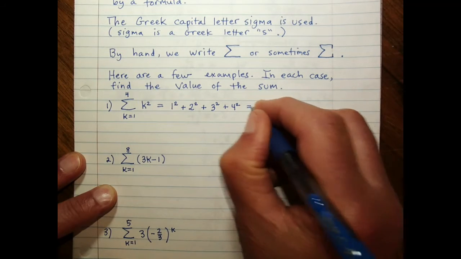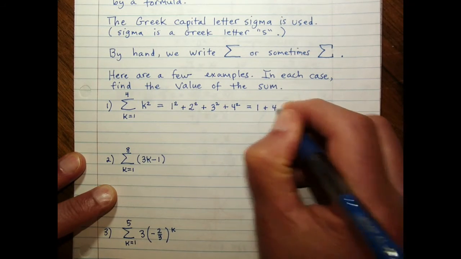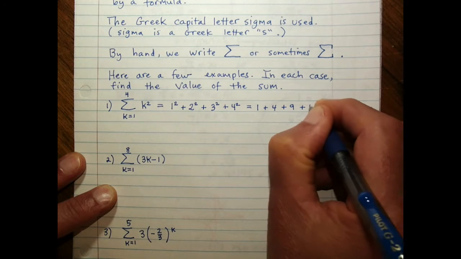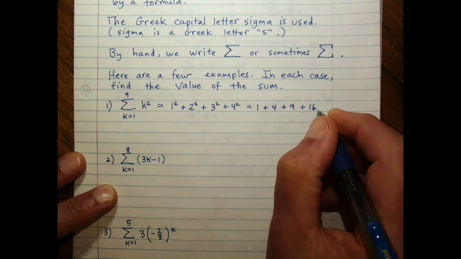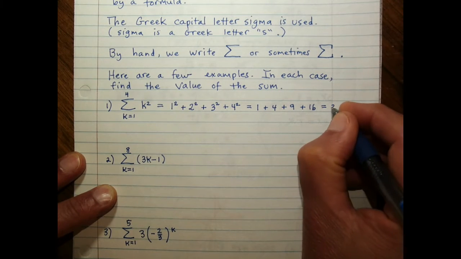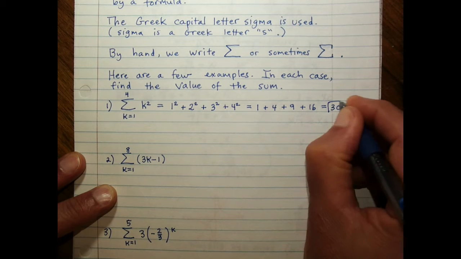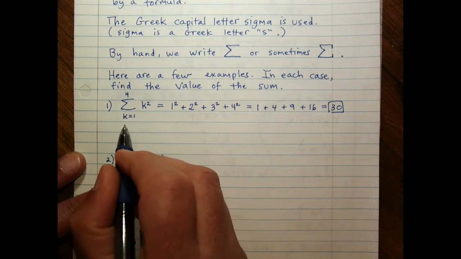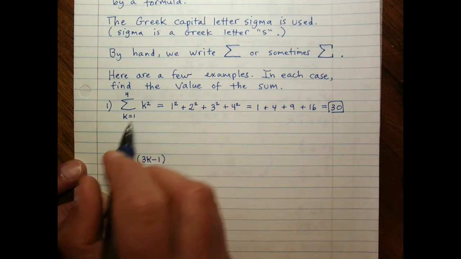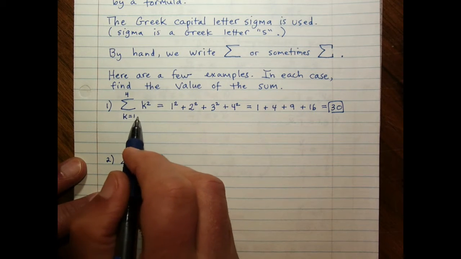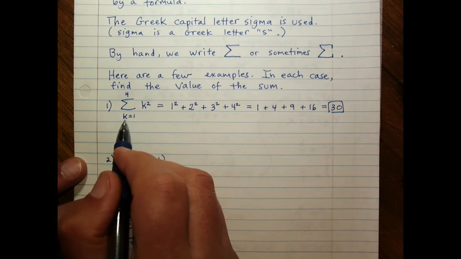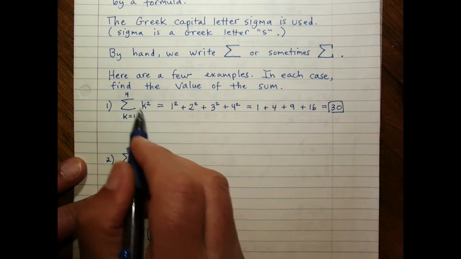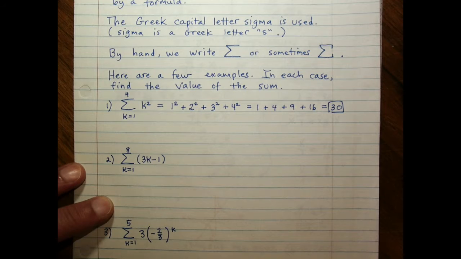And this, of course, is 1 plus 4 plus 9 plus 16, which is 30. So the value of this is just the number 30. That's a crazy way to say 30. And the way we read it is we say, summation k equals 1 to 4 of k squared.